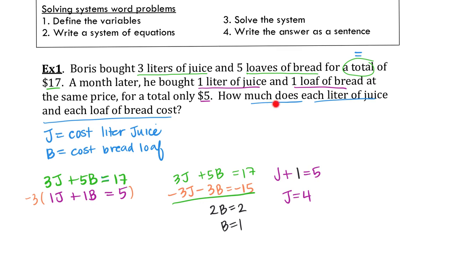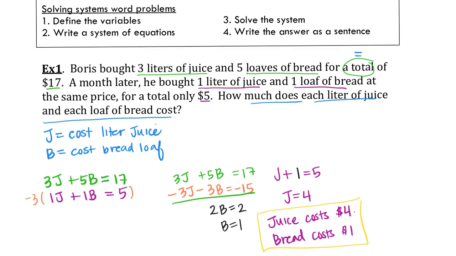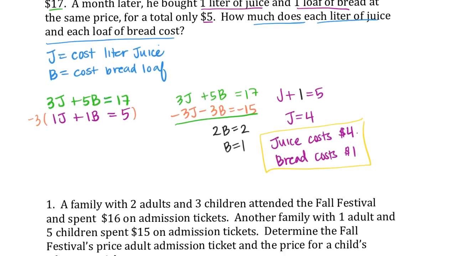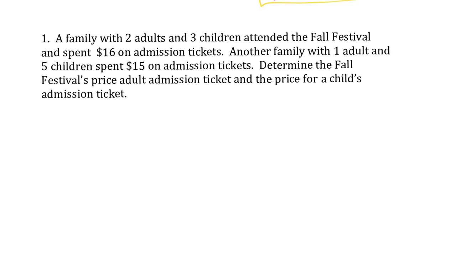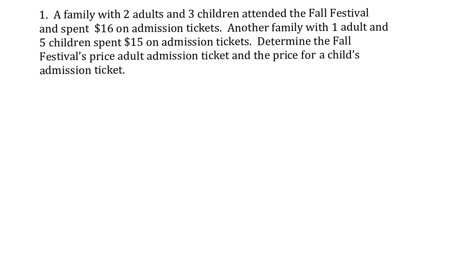Okay, the question says, how much does each liter of juice and each loaf of bread cost? Okay, so let's start with juice. Juice costs, what? $4. Bread costs $1. Okay, and then that's my conclusion. Okay, now practice number 1 is very similar. So go ahead and read number 1, define the variables, write the system, solve, and then answer as a sentence. Unpause the video when you want to check your answer.